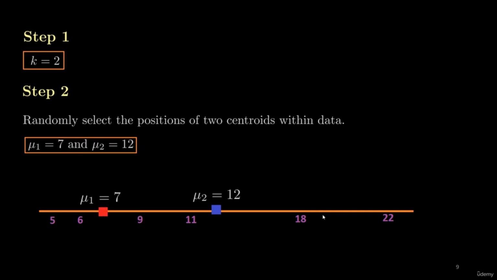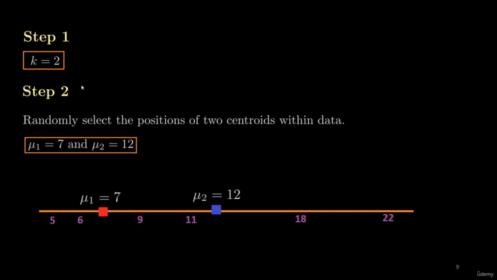Now we can see the complete diagram. We have a number line, we have plotted the data samples, and we have also placed 2 centroids on this number line, centroid 1 at 7 and centroid 2 at 12. They are shown with the red square and blue square respectively. So these were step 1 and step 2.